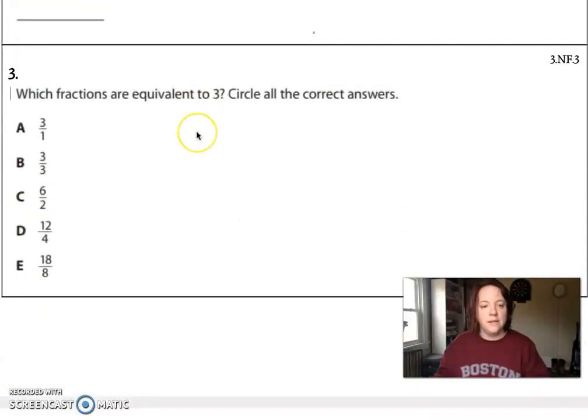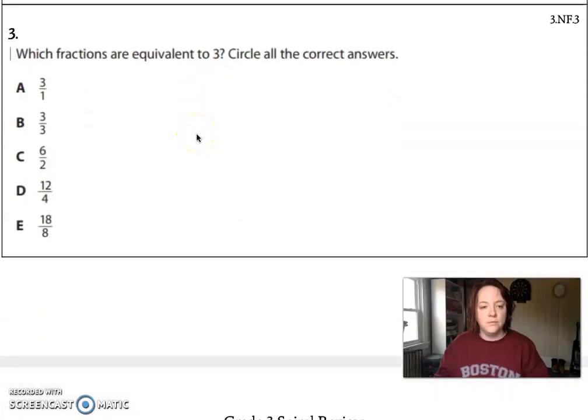Number 3. Which fractions are equivalent to 3? Circle all of the correct answers. Okay, this one is a little tricky. So equivalent means equal, okay? And there is more than one answer for this. So I'm erasing my book. Okay, let's look at all the answers first.